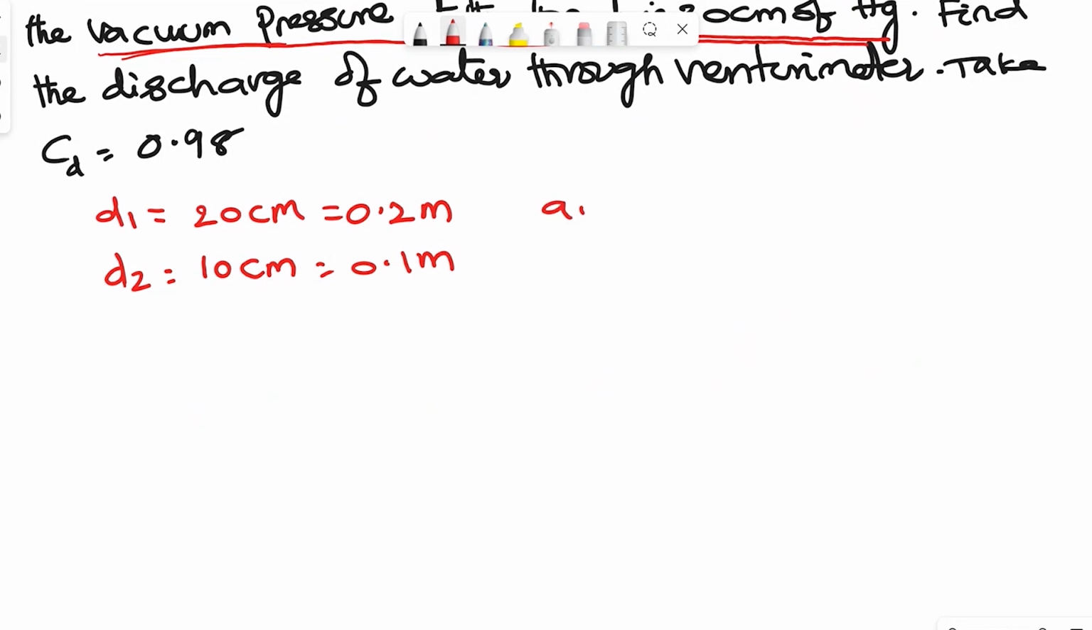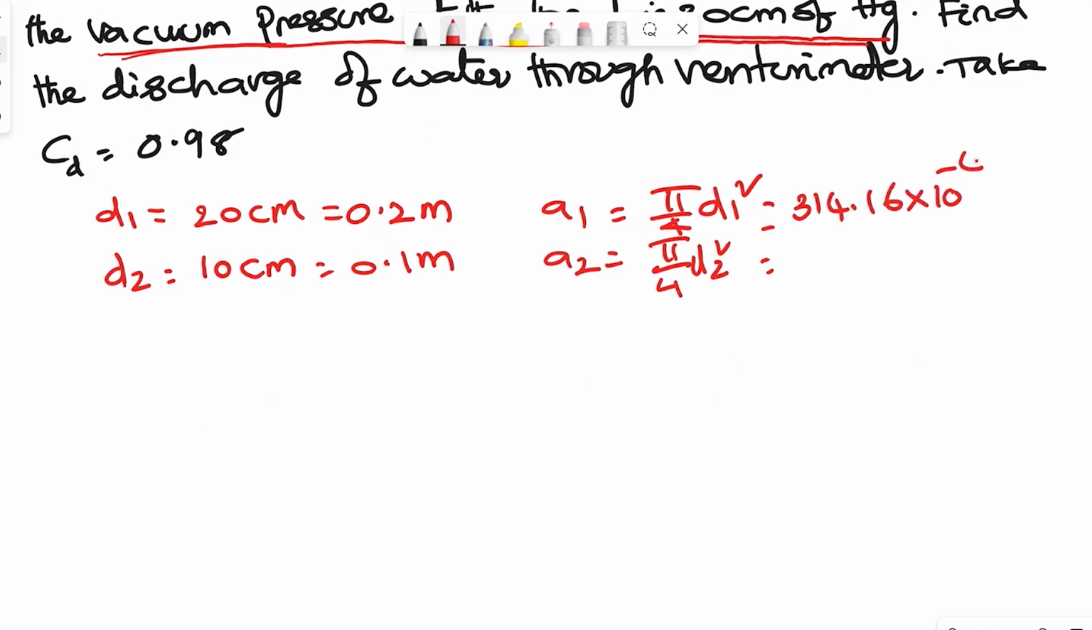So A1, A2 are calculated as pi by 4 into D1 square, pi by 4 into D2 square. If you calculate these two, 314, previous example only, into 10 to the power of minus 4 meter square. This is 78.74 into 10 to the power of minus 4 meter square. So this is over, first A1, A2. Then let us go for the calculation of H.